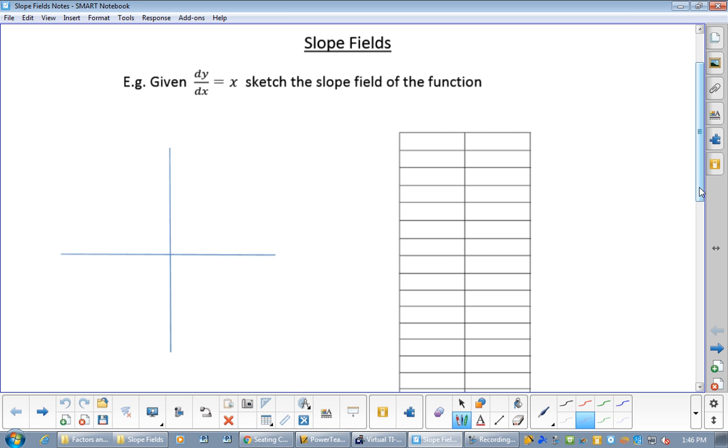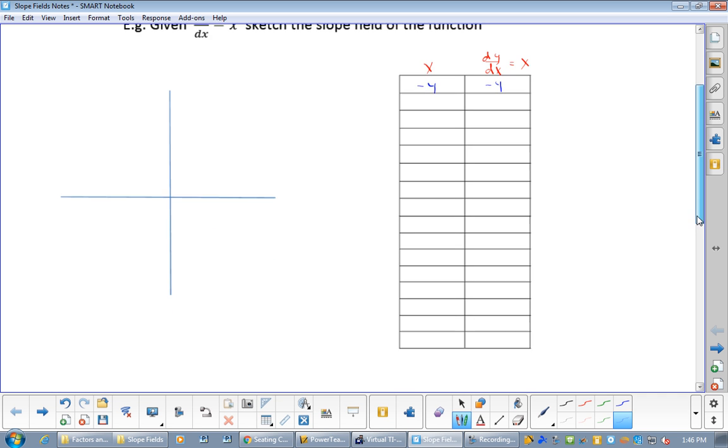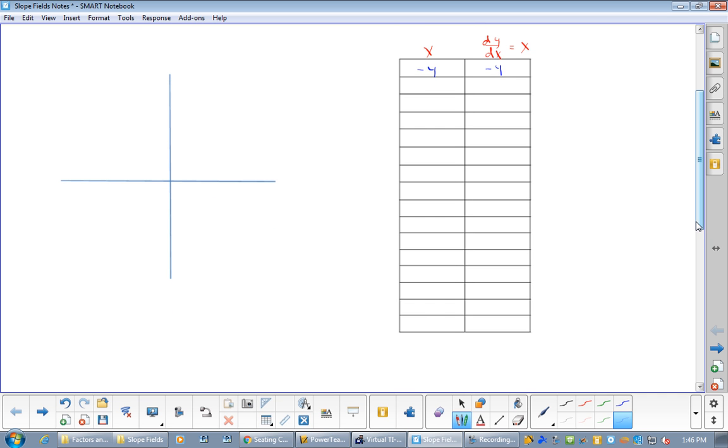Okay, so how do we do our slope fields? Well, first of all, we need to pick x values, and dy over dx also equals x in this case. So maybe this example is so simple that it might be confusing, but it's the simplest one there is, just x. So if x is -4, well, the slope is -4. Let's first of all get our numbers down.